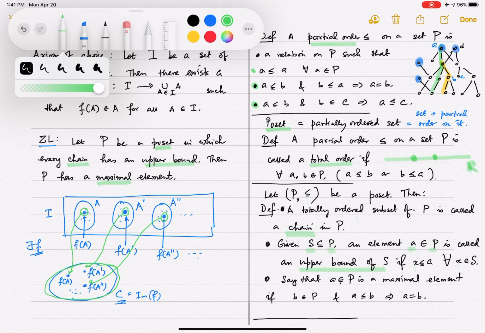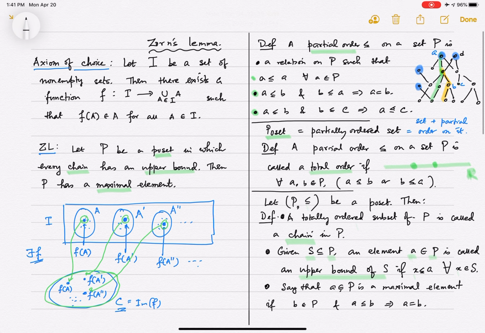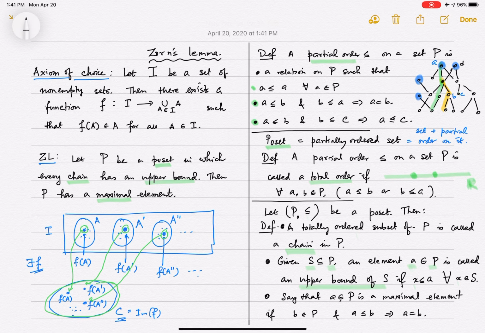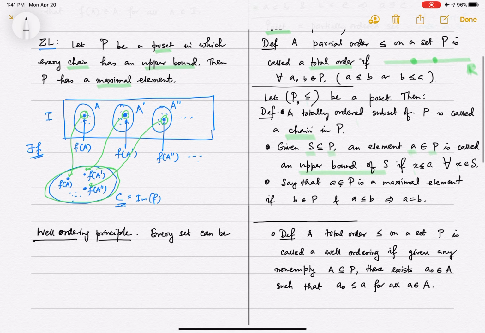So here's a third statement, for example, which is also equivalent to this, called the well-ordering principle. So now I have three versions of the statement. One is called the axiom of choice, one is called Zorn's lemma, one is called the well-ordering principle. And this one says that every set can be well-ordered. This one sounds very non-intuitive to me, rather counterintuitive. So what does that mean?